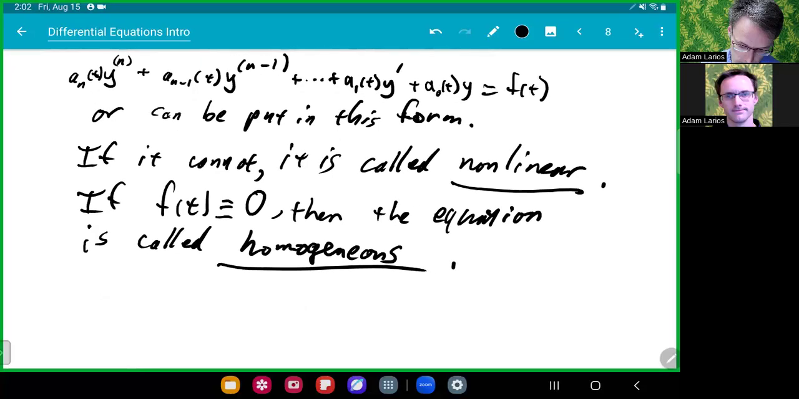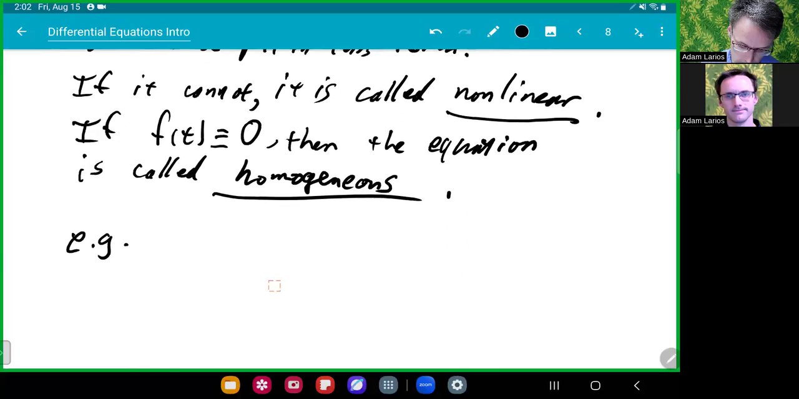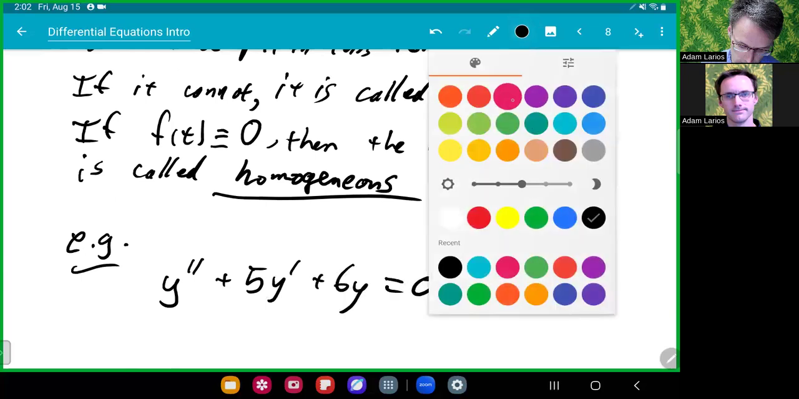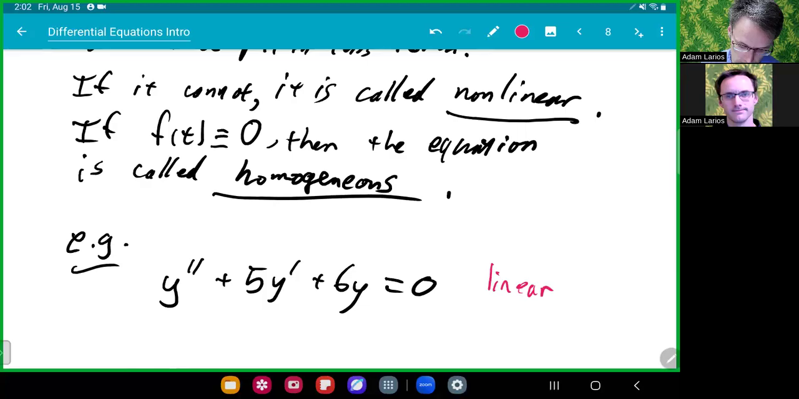So let's see an example right away of a linear homogeneous equation. We've already seen something like this: y double prime plus 5y prime plus 6y is equal to 0. This thing is linear because it can be put in that form. The function in front of y double prime is just the constant function equal to 1. Here's the constant 5 function and the constant 6 function. This is linear and it's homogeneous.